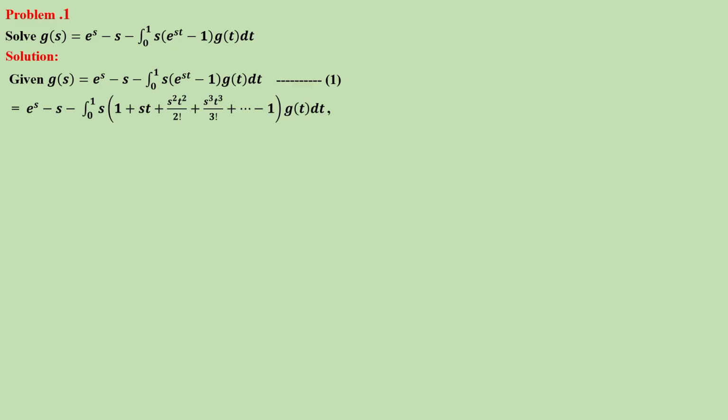So that is equal to e power s minus integral 0 to 1 s into expansion of e power st, 1 plus st plus s square t square by 2 factorial plus s cube t cube by 3 factorial plus etc., then minus 1, g of t dt. So we are using Taylor's expansion, right? So e power s minus integral 0 to 1 multiplying with s, plus 1 and minus 1 get cancelled, right? So s square t plus s cube t square by 2 plus s power 4 t cube by 6, g of t dt.